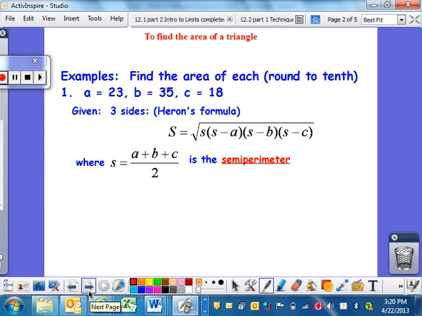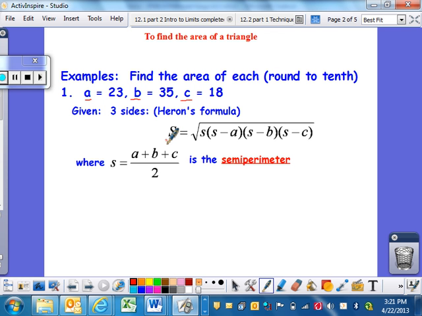So what I'm going to do is just do one example of each kind, and then we'll be on our way. Okay? So in order to do this scenario, find the area of each when I give you side A, side B, and side C. When I give you that possibility, you need to do this capital S. Okay? This is the actual formula.